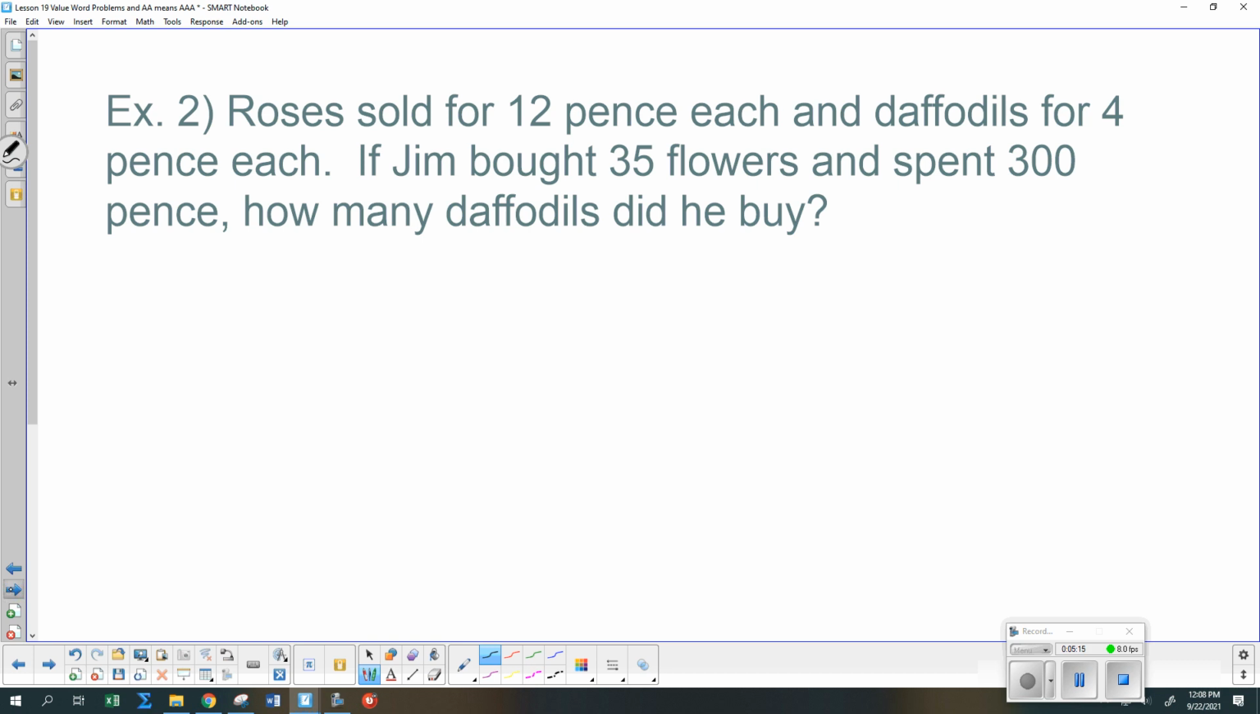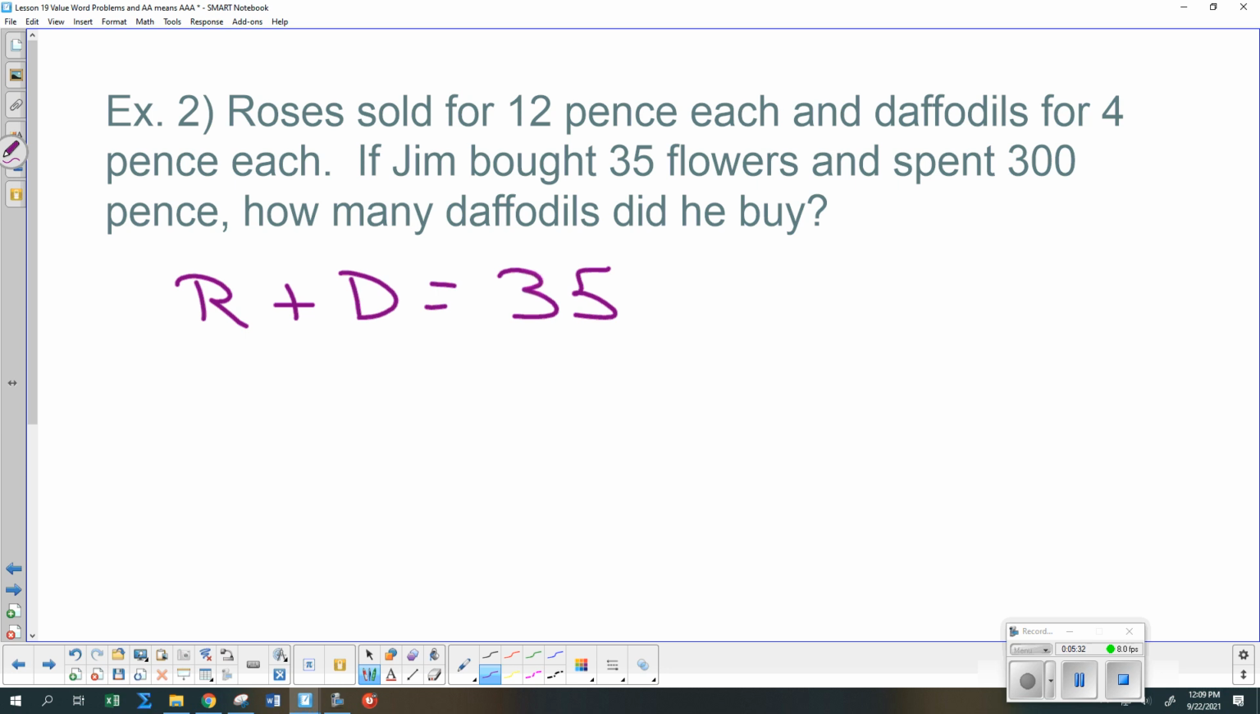That's all that's saying. And then we've also got some daffodils, and Jim buys 35 flowers. The only choices on the flowers are roses and daffodils, so roses plus daffodils, 35 flowers. Then we want to know how much they cost.